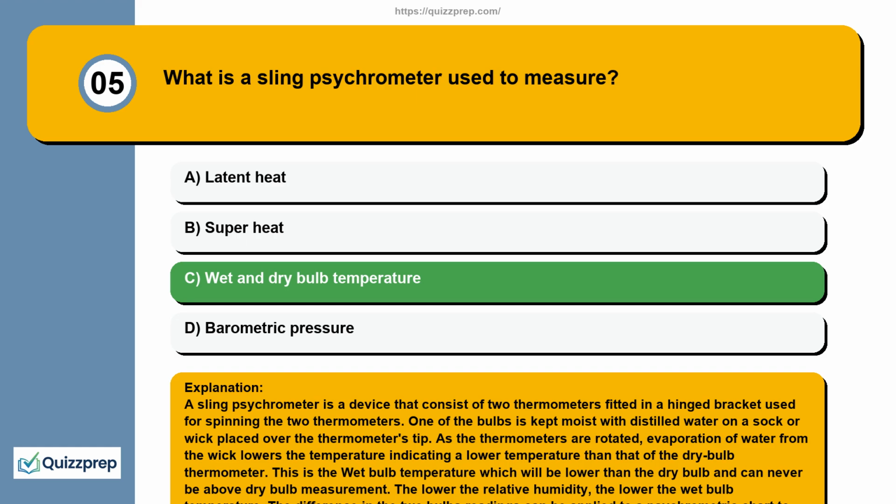This is the wet bulb temperature, which will be lower than the dry bulb and can never be above the dry bulb measurement. The lower the relative humidity, the lower the wet bulb temperature. The difference in the two bulbs' readings can be applied to a psychrometric chart to calculate relative humidity and other properties of air.